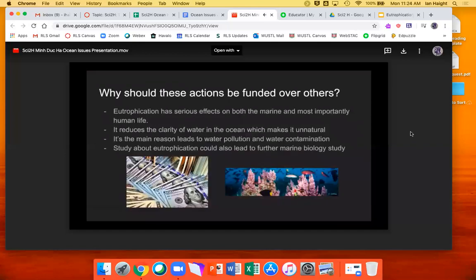Why should these act over others? The most important one is eutrophication has a serious effect on both the marine life and the human life. It reduces the clarity of water in the ocean, which makes it unnatural. It's the main reason that leads to water pollution and water contamination. The last one is that study about eutrophication can also lead to further marine biology study, which can be very beneficial for scientific research.